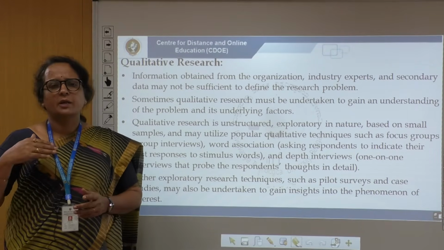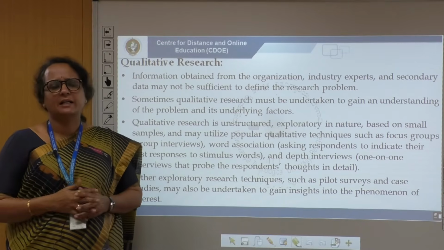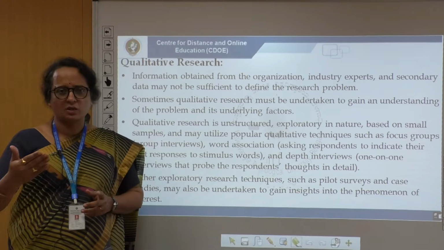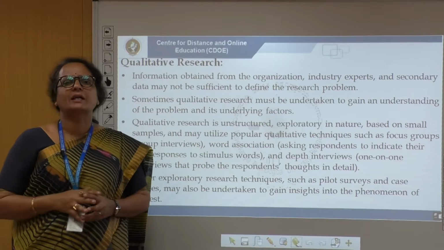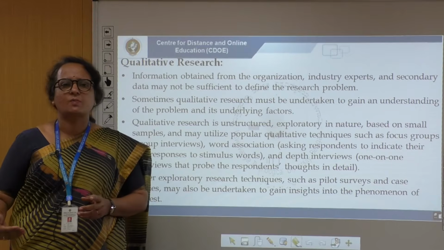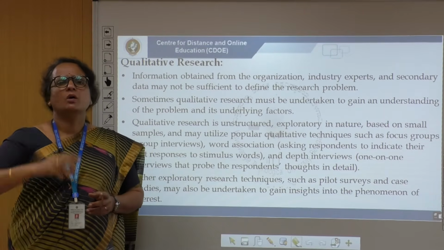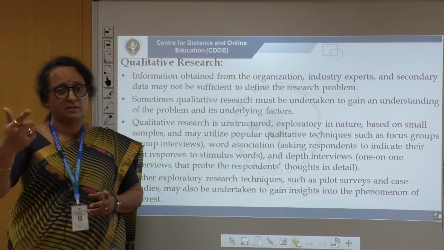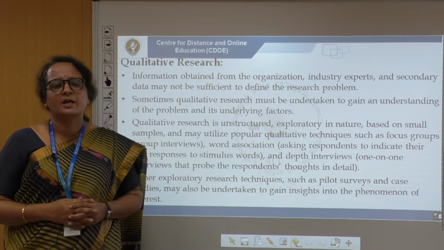If the respondent is not revealing the information directly when we ask the question, then there are some indirect methods of collecting the information, like word association. A list of words will be given to the respondents and they will be asked to pick the word which first comes to their mind. That is what is called the word association technique.